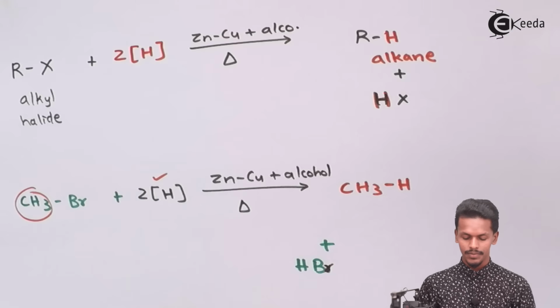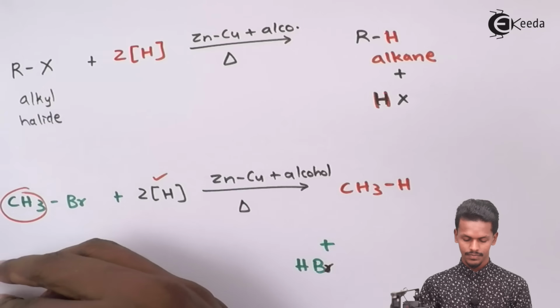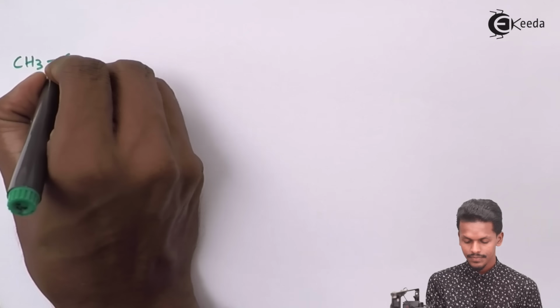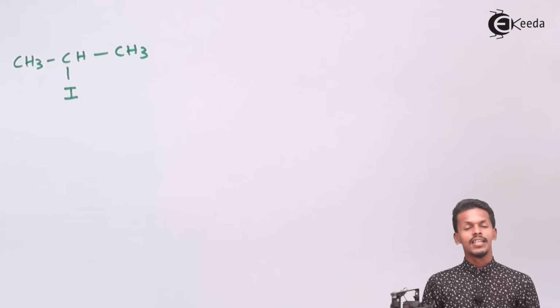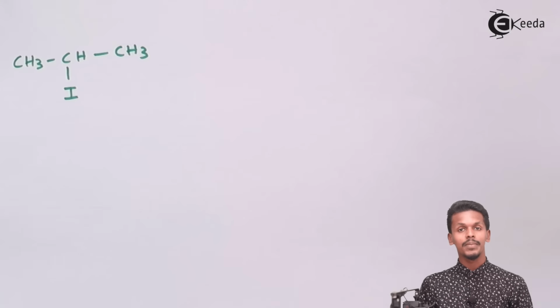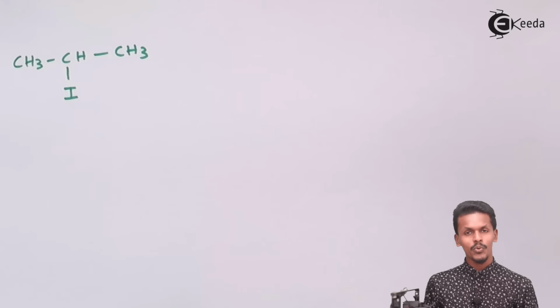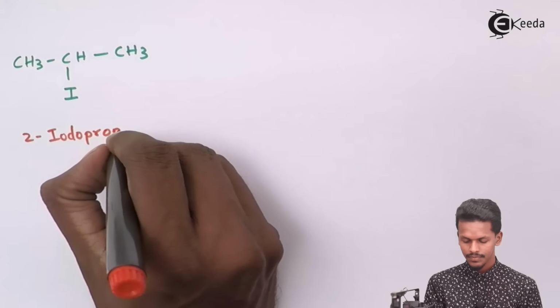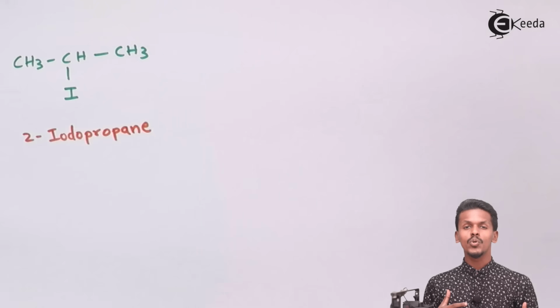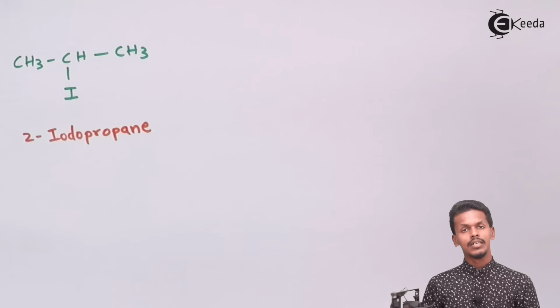Suppose we have another example, and in this case we are asked for the conversion of an alkyl halide to an alkane. Suppose the alkyl halide is this, called 2-iodopropane. Suppose 2-iodopropane is with us, and we have to convert it to a particular alkane.